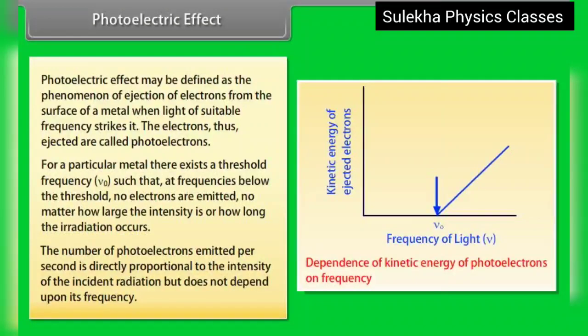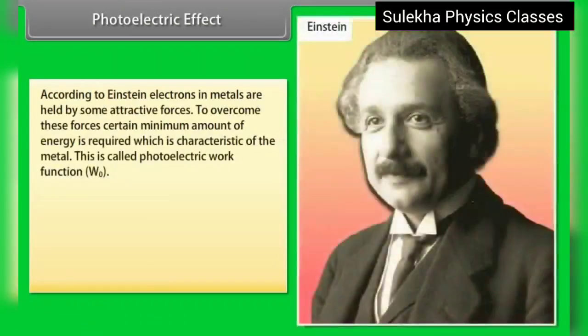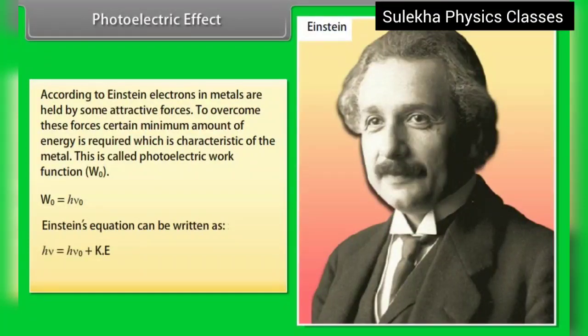depend upon its frequency. According to Einstein, electrons in metals are held by some attractive forces. To overcome these forces, a certain minimum amount of energy is required, which is characteristic of the metal. This is called the photoelectric work function W0. W0 = h nu naught. The Einstein equation can be written as h nu = h nu naught + KE, so KE = h nu - h nu naught.